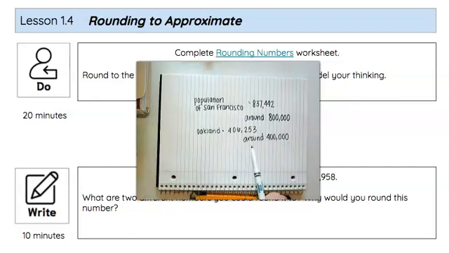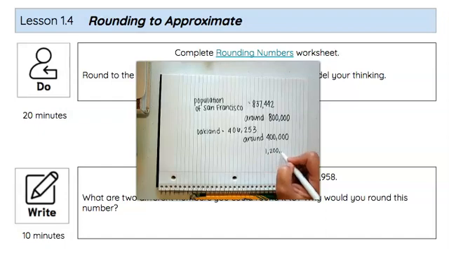Using rounding, we would say that the population of Oakland is more like around 400,000. So when somebody asks the population of San Francisco and Oakland, we could quickly just add these two to say the population is around 1,200,000 people. That is a lot of people.